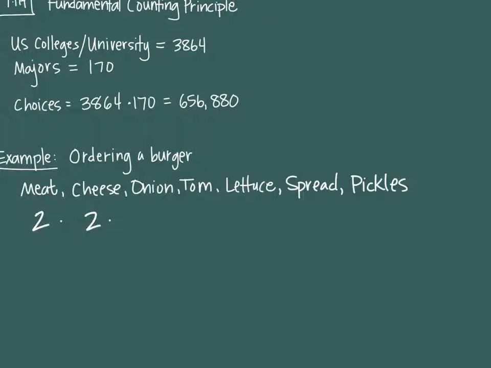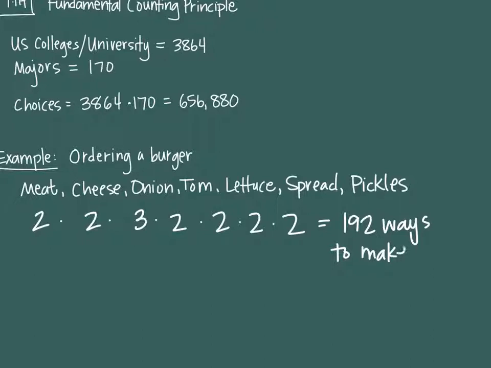Onion, you've got 3 options. You could have no onions, you could have grilled onions, or you could have fresh onions. So that's actually 3 different choices. Tomato, 2 choices, because yes, I'll have tomato, or no, I won't have tomato. Lettuce, same thing. Spread, same thing. Pickles, same thing. So if you take all of your different choices and multiply them together according to the fundamental counting principle, there are 192 different ways you could make a burger.